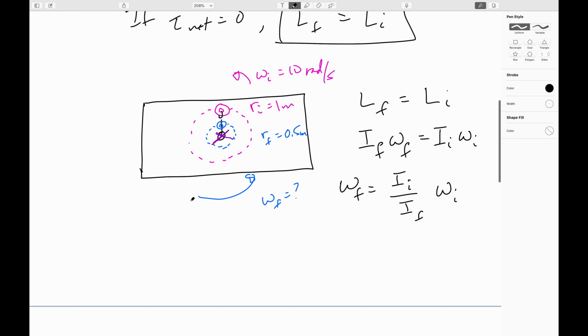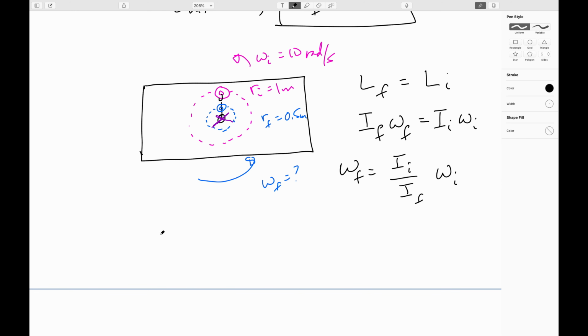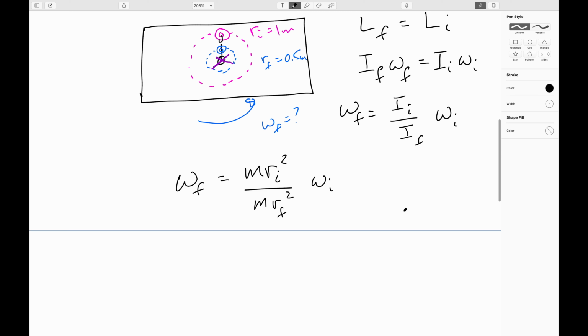Now, if the washer is small and these distances are big, we can well approximate this washer as a point mass. And if we look up the moment of inertia of a point mass going around in a circle, it turns out to be the mass of the object times the square of the radius of its orbit. And so that's my I initial. Here's my I final. And there's omega initial. So the mass of the washer cancels out. Good thing, since I never gave it to you.